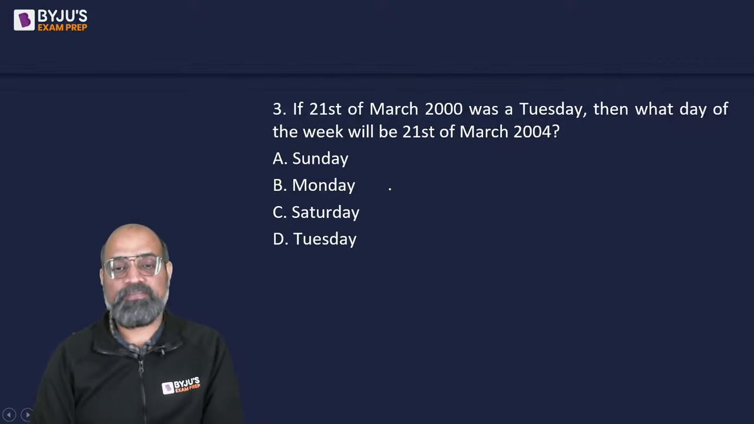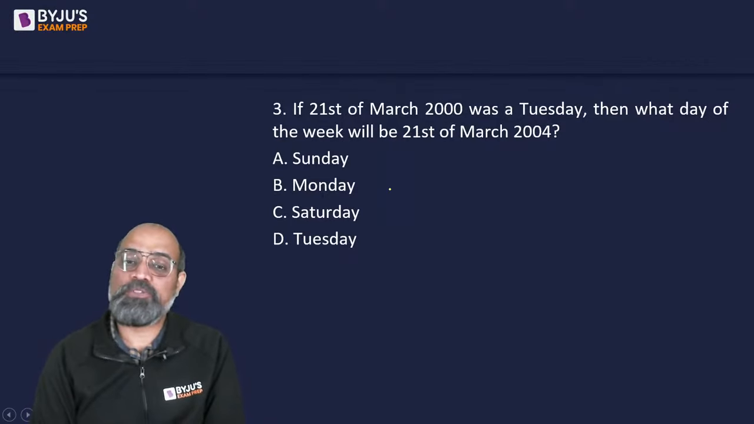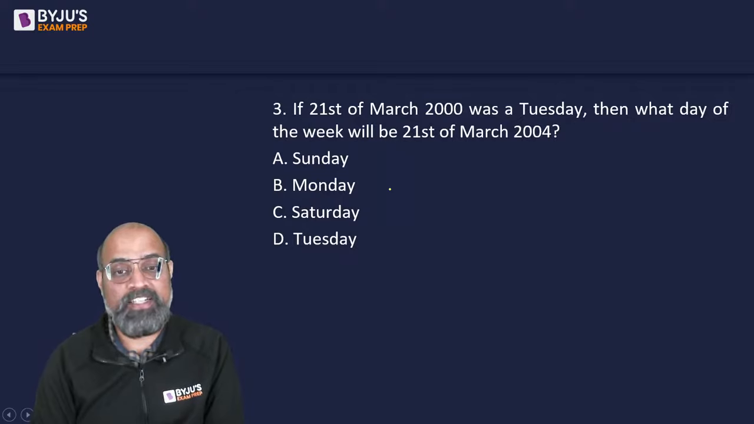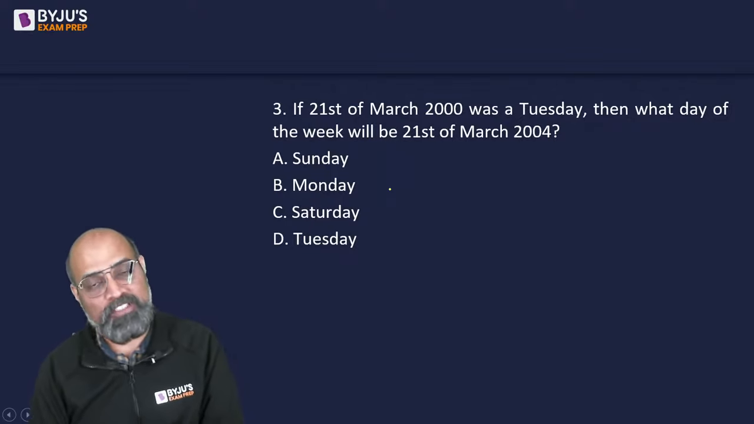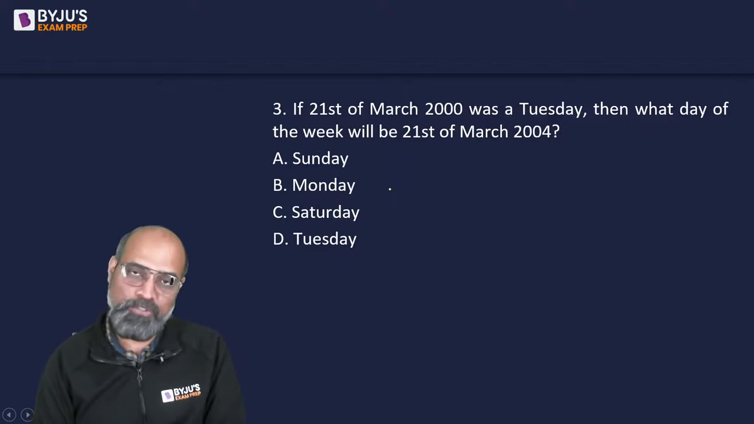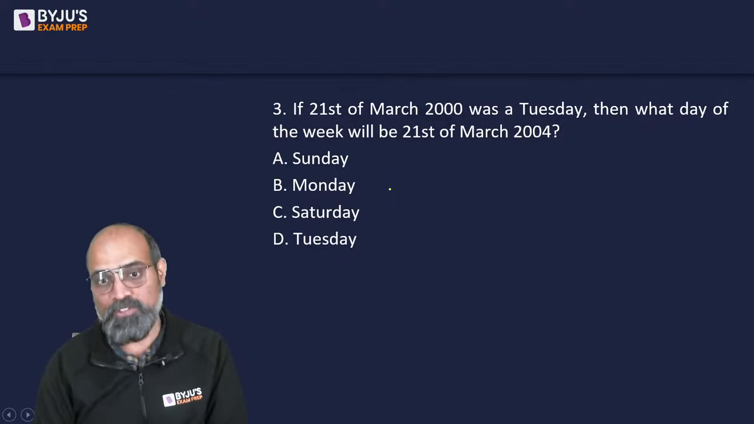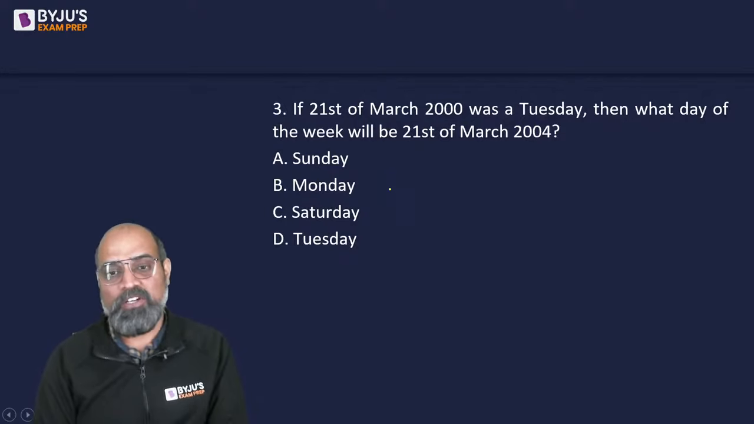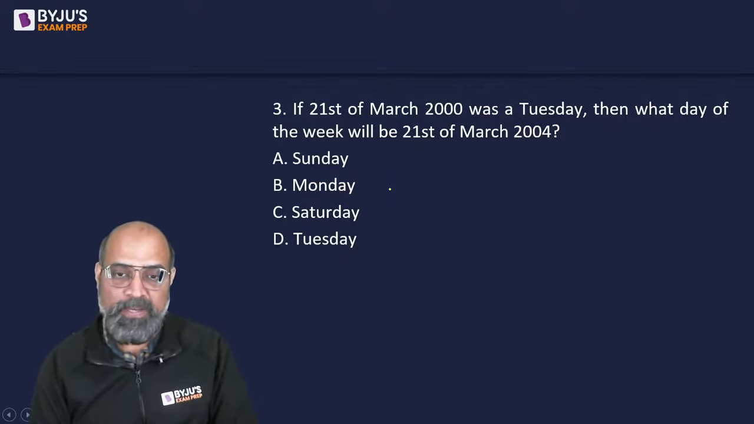Okay, next one. If 21st of March 2000 was the Tuesday, then what day of the week will be 21st of March 2004? We are talking about 4 years later. 21st of March 2000, 2000 is a leap year. 21st of March 2004, that is also a leap year. So which day will it be?